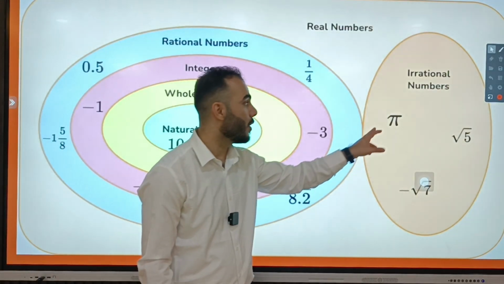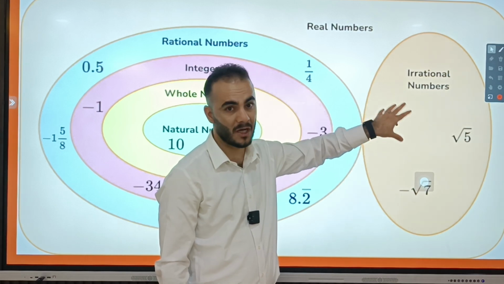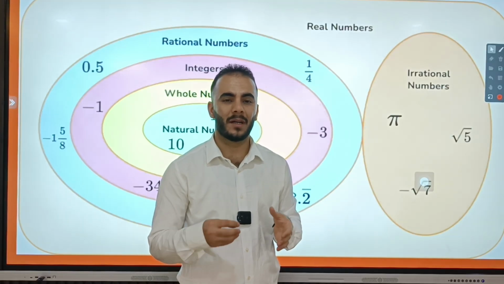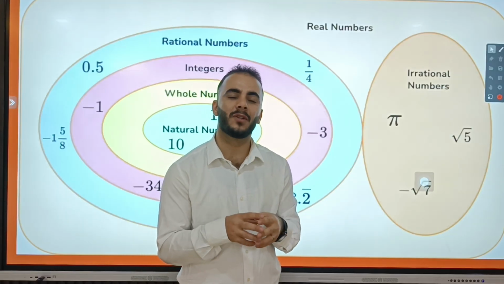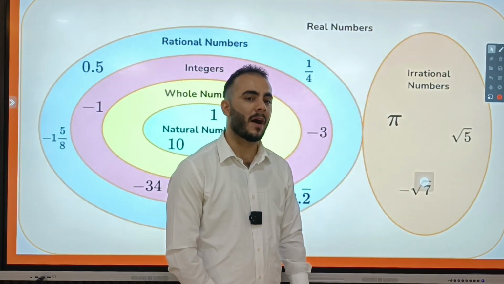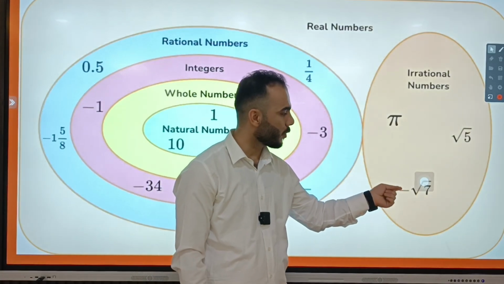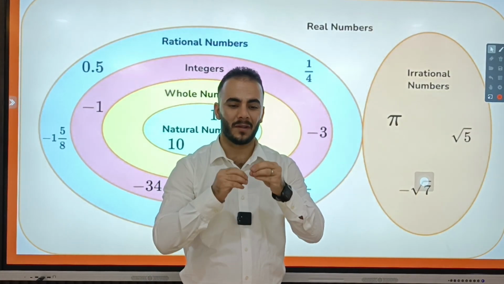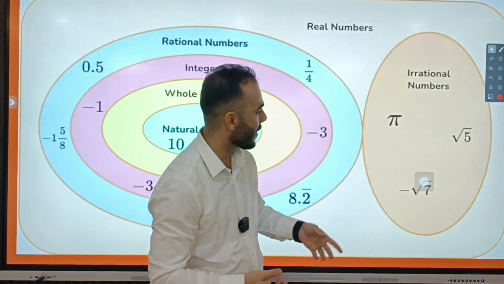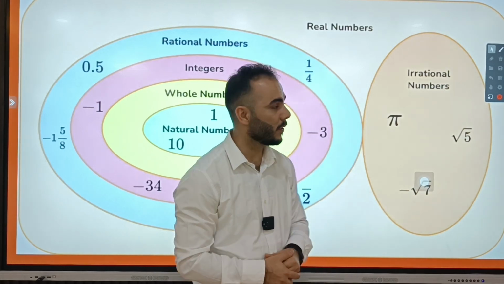How about irrational? Pi is the most famous irrational number. Guys, whenever you see pi, it's going to be irrational. Why? Because up to this moment that I'm talking to you, there is no ending digit for pi. Therefore, pi is irrational. How about square root of 5? Square root of 5 is imperfect. We already mentioned it. Negative square root of 7. Guys, I want you to know this one. The sign will not change the story of rational and irrational. No matter whether it is negative or positive, square root of 7 is an irrational number.